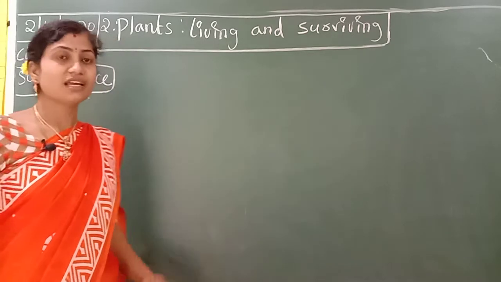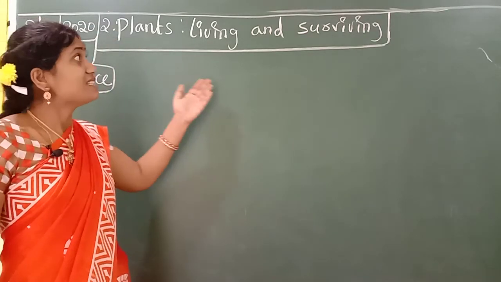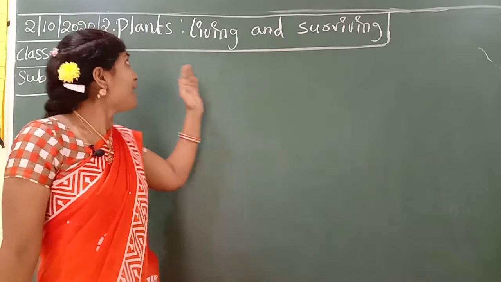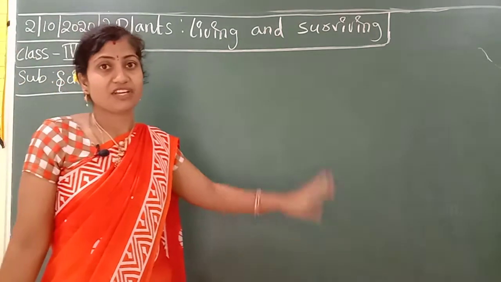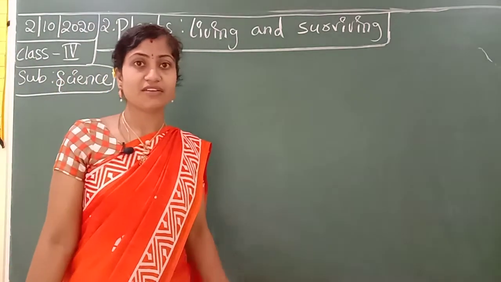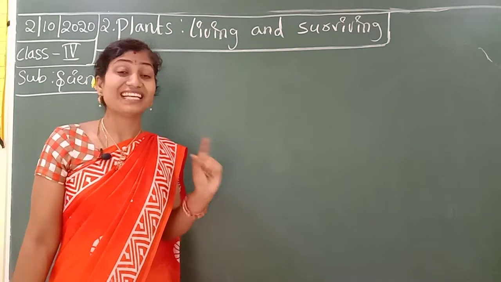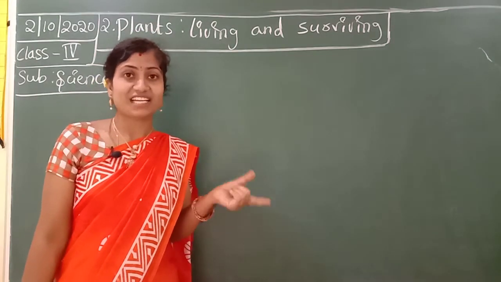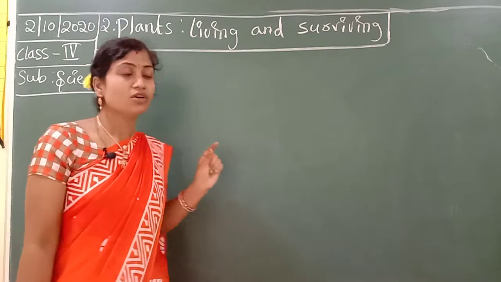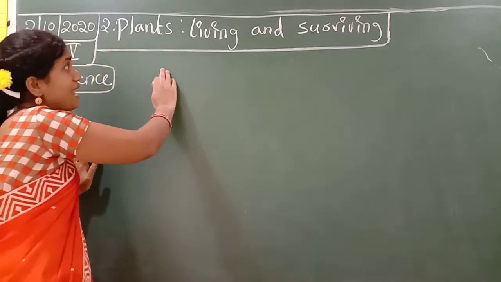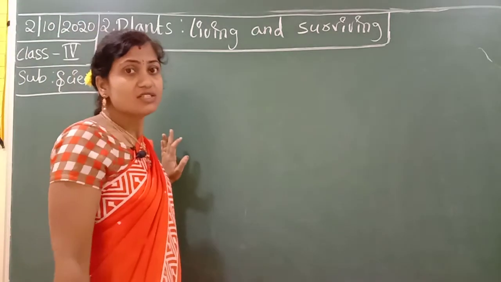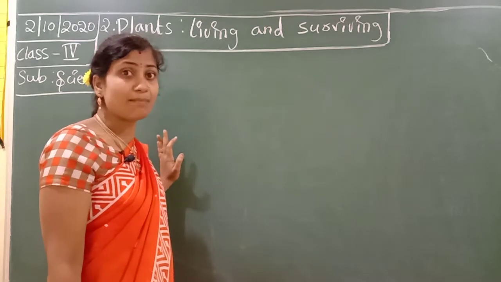Children, today we are discussing plants and animals, plants living and surviving. Yesterday we completed one part, only terrestrial plants. Okay children, our second lesson is plants living and surviving. Yesterday we finished terrestrial plants.